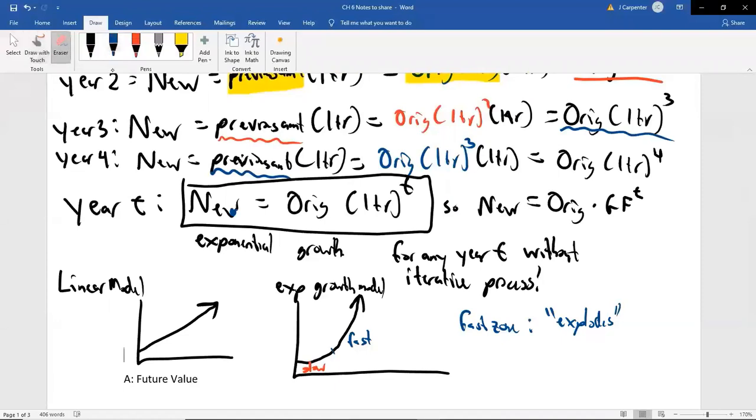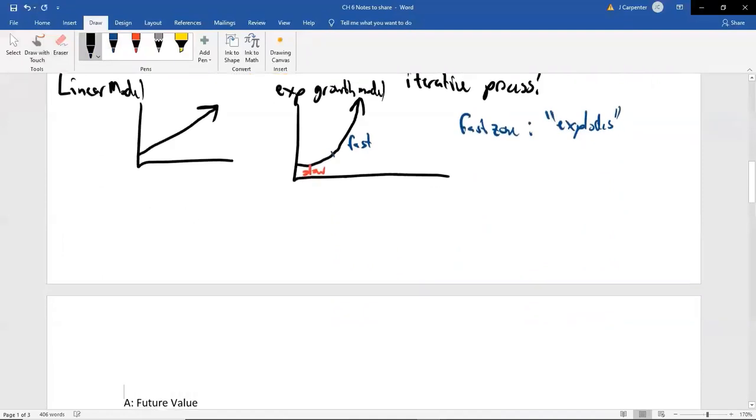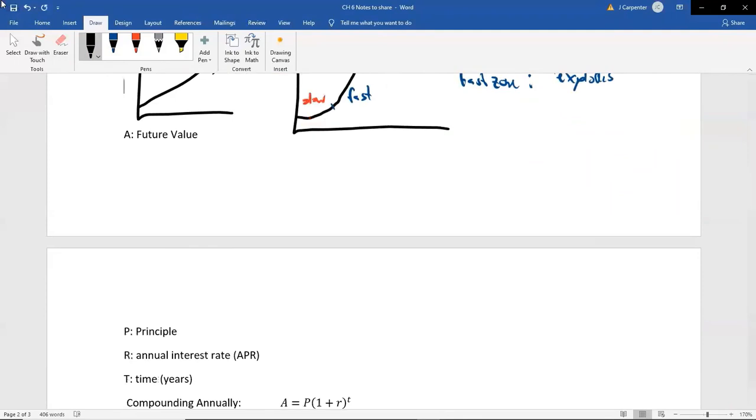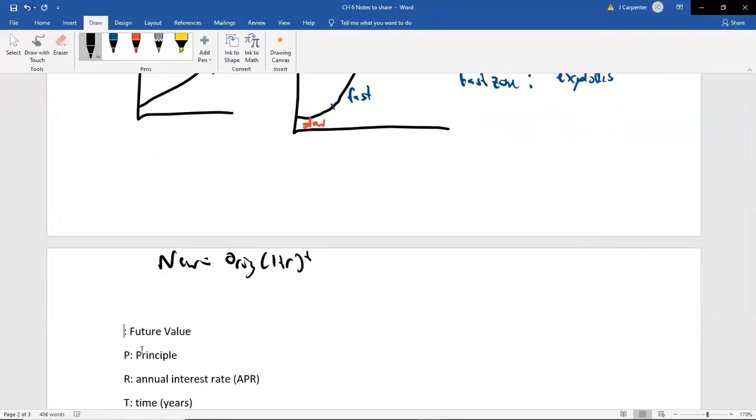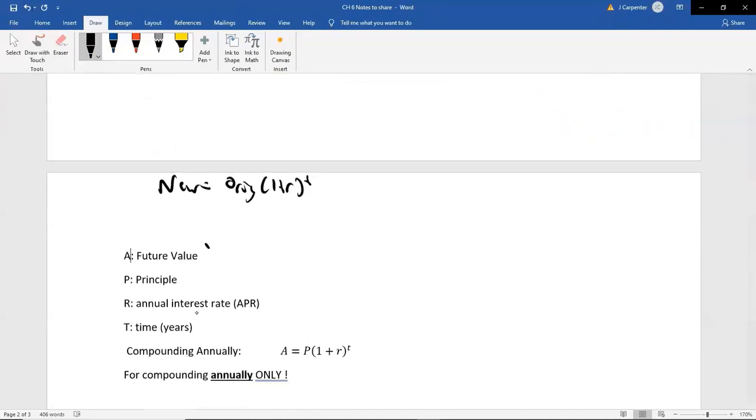All right, so this idea of new equals old times the growth factor raised to an exponent that's your time. What we're going to do is take that thing, which was new equals original times (1 plus r) to the t, and give it some more common letters. Please note these are not the only letters you'll see in this course. So A, the future value, that's what we call the new. P, the principal, that's what we call the original. R, the annual interest rate, there's no surprise there. T, the time in years, there's no surprise there.